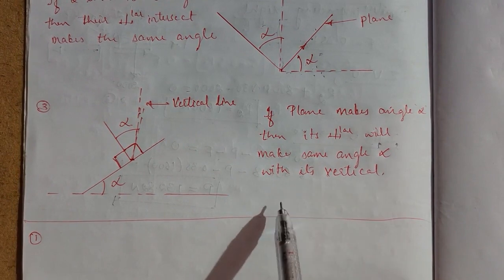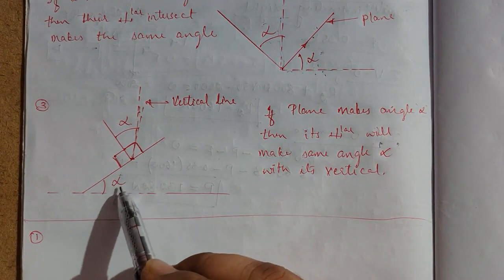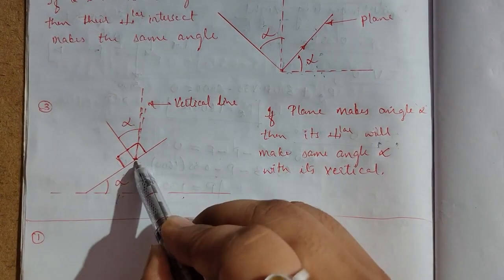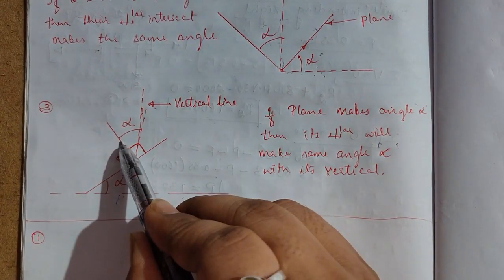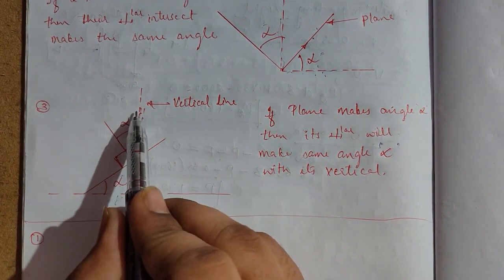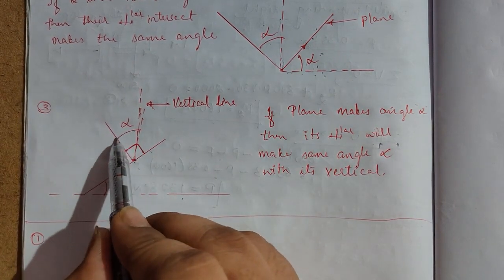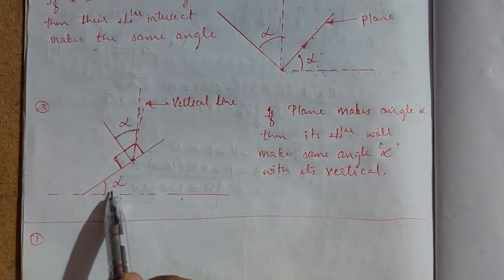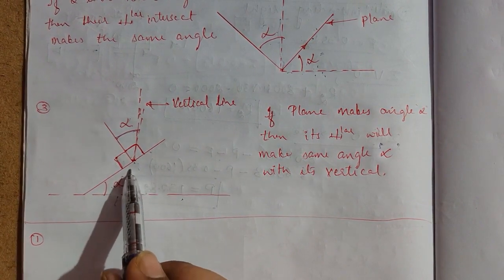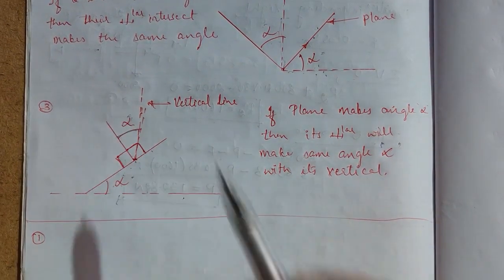If this plane makes an angle alpha with the horizontal, then its perpendicular will make the same angle alpha with the vertical. See here, this is the plane making an angle alpha with the horizontal. If we draw a perpendicular to that plane, then the vertical line and the perpendicular to the plane will have the same angle alpha as the inclined plane makes with the horizontal. So this alpha will be the same as this alpha.